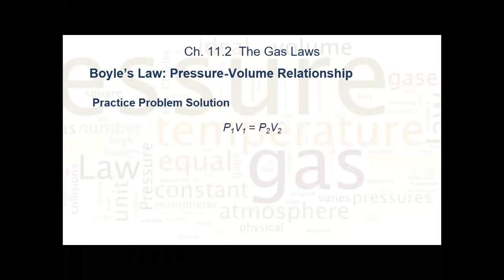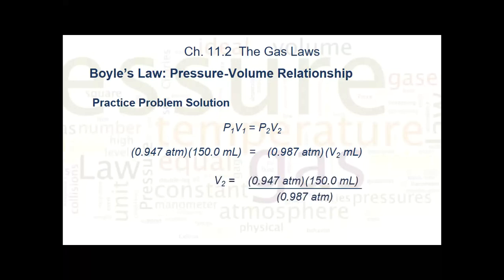There's the equation we're going to use: P1V1 equals P2V2. Our initial values, 0.947 atmospheres, 150.0 milliliters. That's going to equal our new pressure, 0.987 atmospheres, and our new volume, which we're trying to solve for, in milliliters. Rearrange our equation a little bit, and we solve for V2: 144 milliliters of oxygen gas. Volume went down. That's what we expected because our pressure went up.